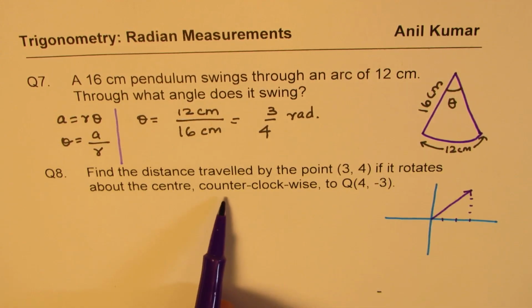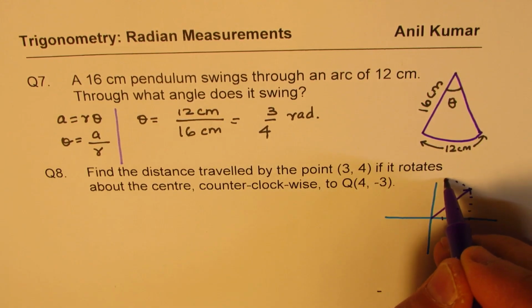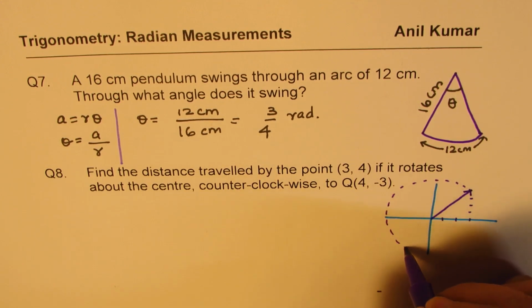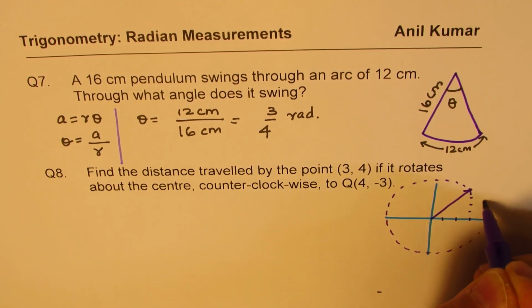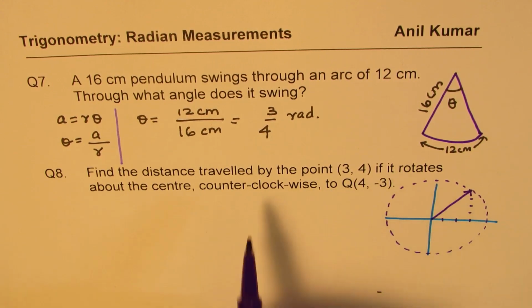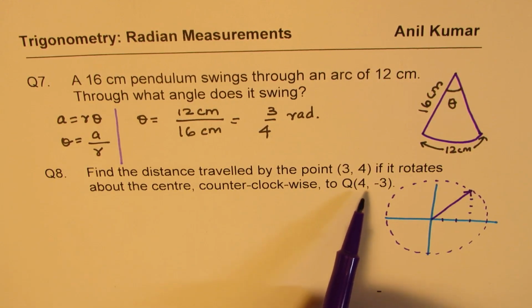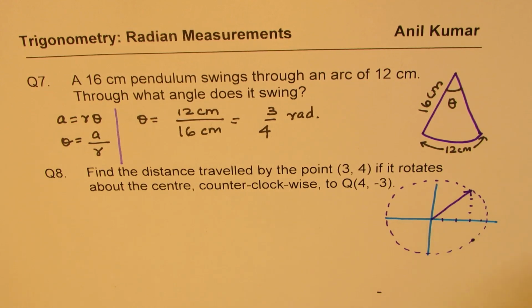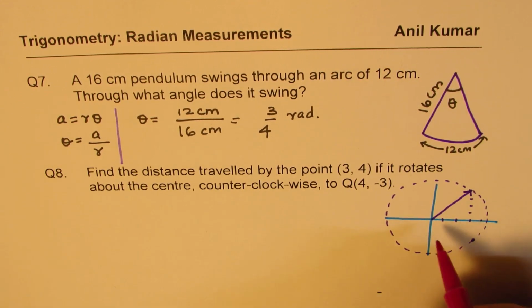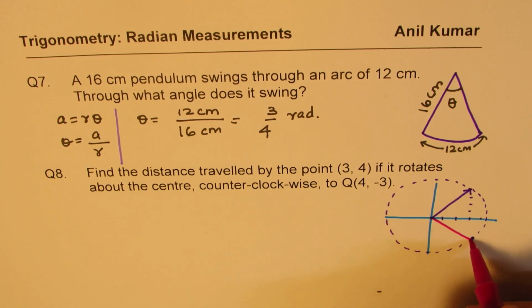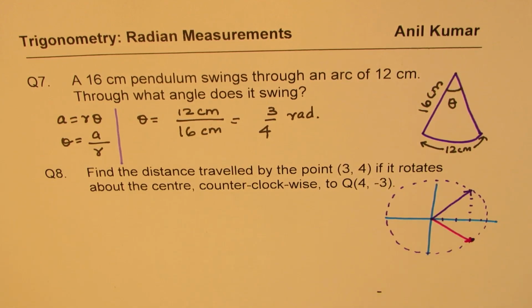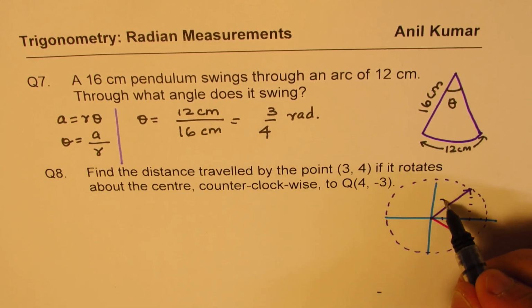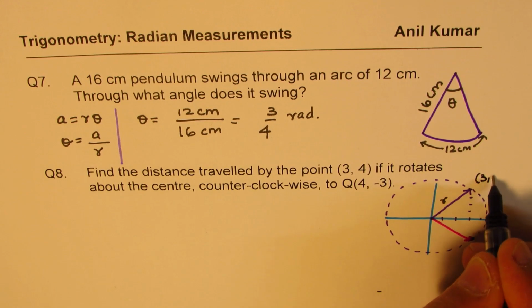If it rotates about the center, counterclockwise means in this particular direction, right? Not a full circle, but it moves to position (4, -3). So that means 1, 2, 3, 4, and then -3 somewhere here, right? So to this position. The terminating arm is on the circle, say here, right? Now we can actually find the radius of this from the point (3, 4).